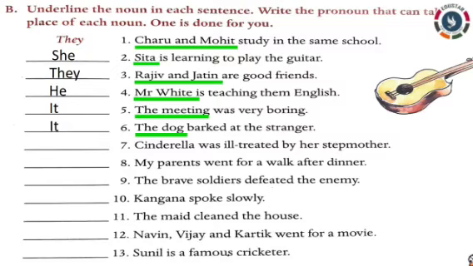Seventh sentence. Cinderella was ill-treated by her stepmother. Here, the subject is Cinderella, which comes before the verb was ill-treated. And Cinderella is a girl. So use the subject pronoun she.